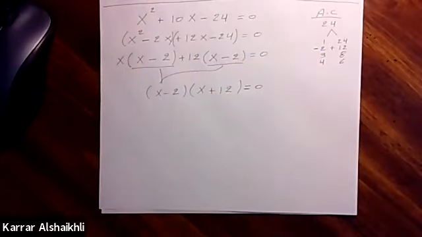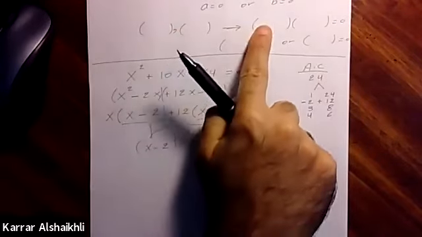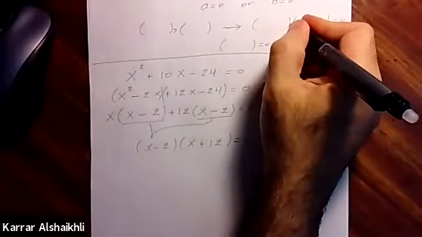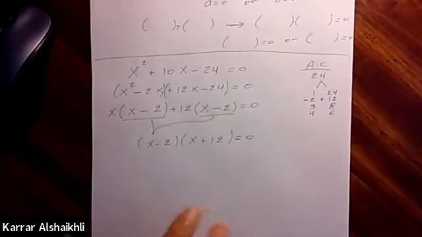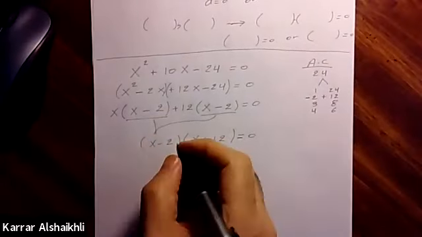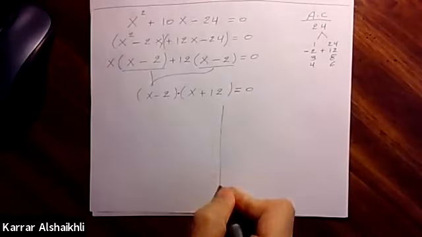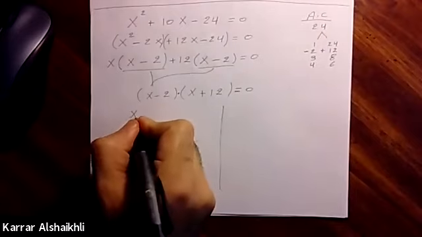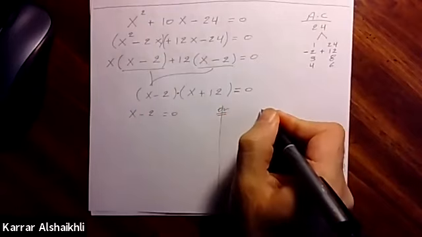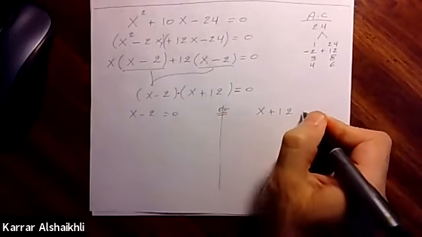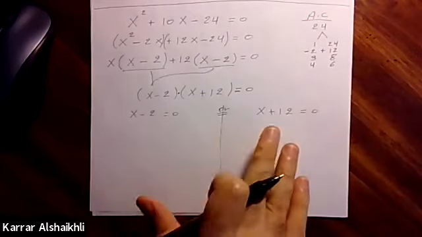If you remember the zero factor property, when I told you if you have 2 parentheses, and the multiplication of these 2 parentheses equals 0, that means the first one equals 0 or the second one equals 0. So now the multiplication of these 2 parentheses equals 0. So I'm going to say that means the first parentheses equals 0 or the second parentheses equals 0.